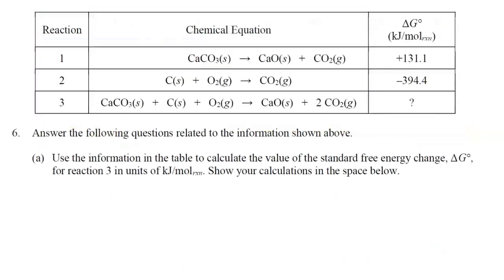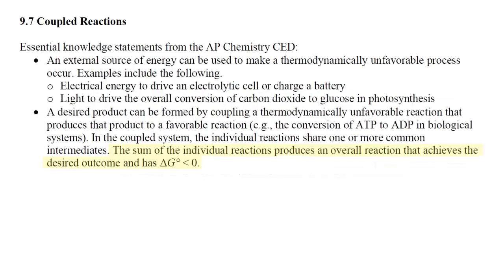Now let's take a look at question 6. In question 6, it says, answer the following questions related to the information shown above. Part A, use the information in the table to calculate the value of the standard free energy change, delta G, for reaction 3 in units of kilojoules per mole of reaction. So this particular question falls under topic 9.7, coupled reactions.